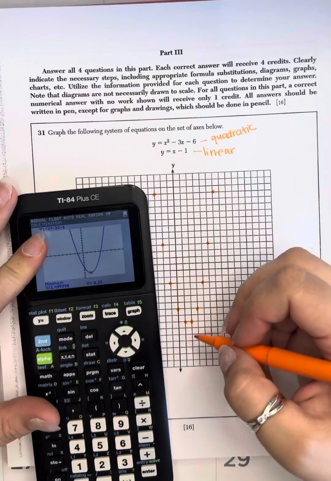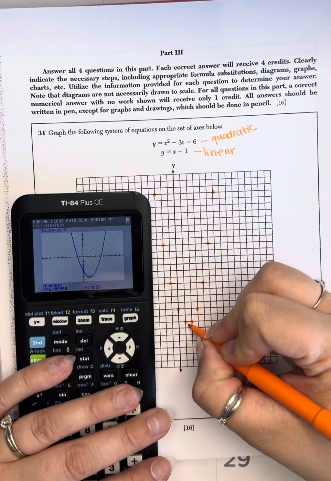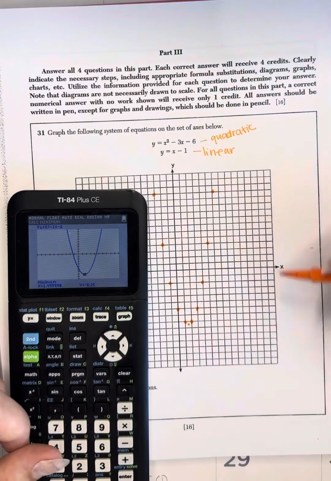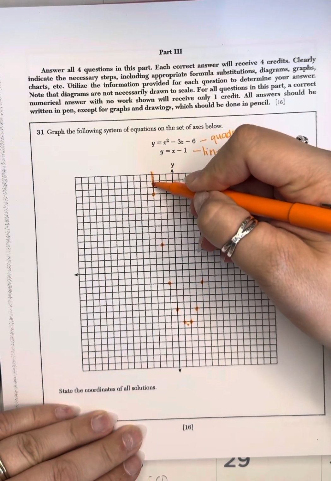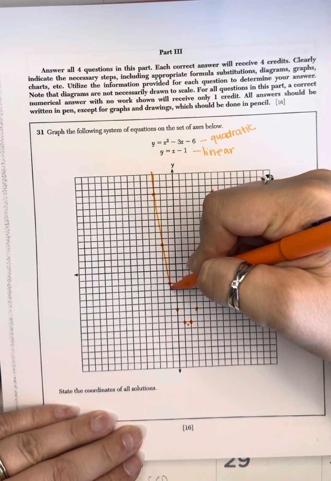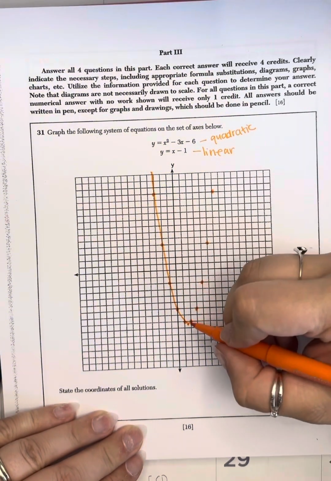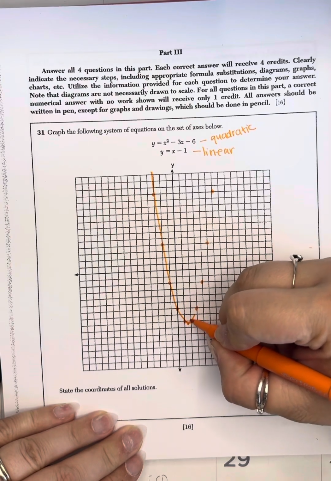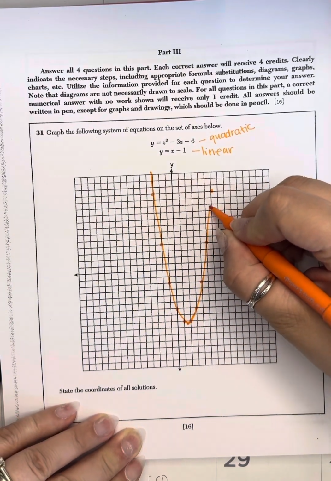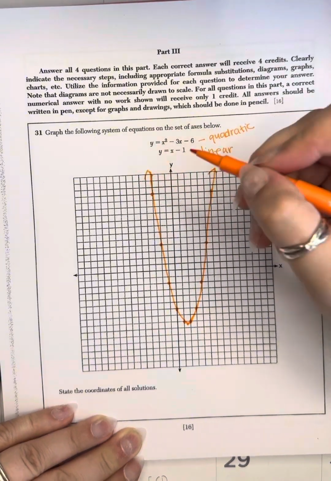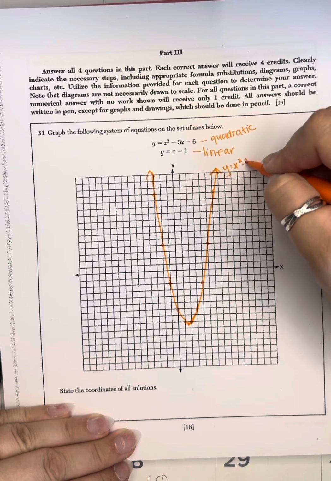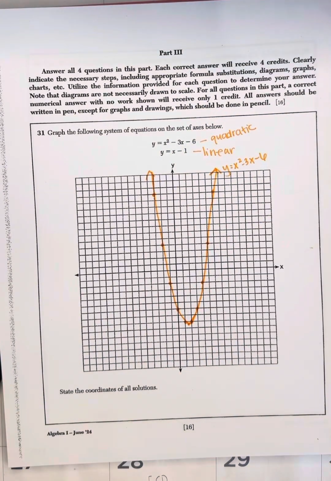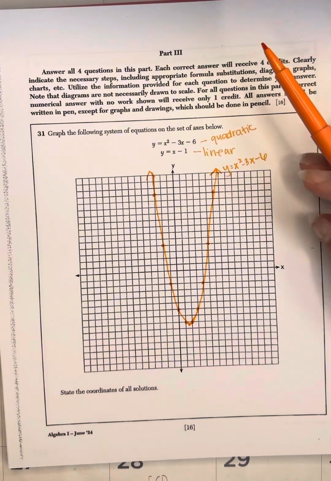8.25. So we could just say roughly right here, okay, because we do want that U shape. And then go ahead and make your U shape. Again, remember it is a U, not a V. Arrows at the end because it's going to go on forever. Make sure that you label. And there's our first function, or our first equation for the system of equations.